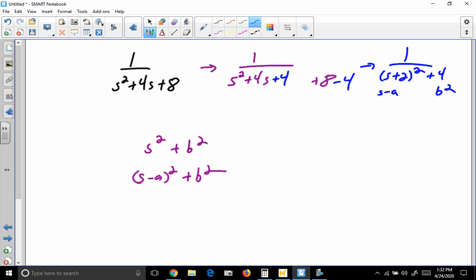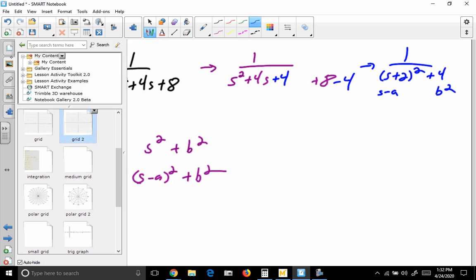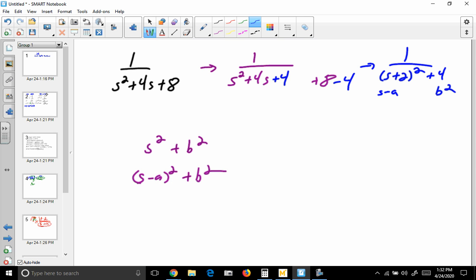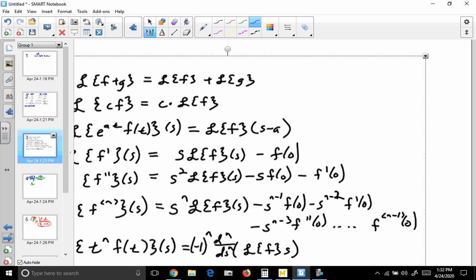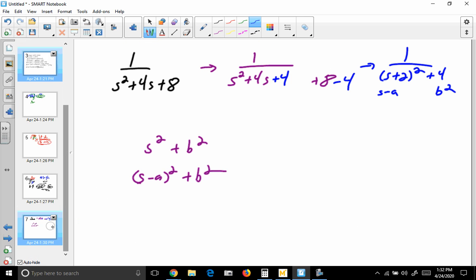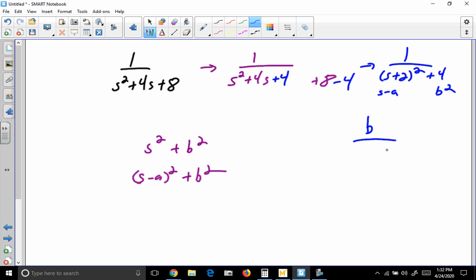So notice we don't have an s on top, so that's not going to be of the form that has s, so we're not going to transform back into cosine because we don't have an s on top. So since we just have a number on top, then we're going to go back to b over s minus a squared plus b squared. So we need to have b on top. Well, b in our case is 2.